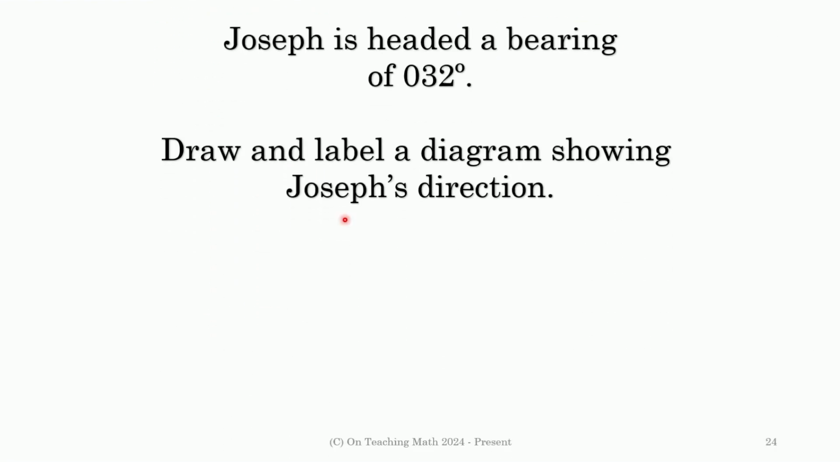Now, a lot of the time they give you a diagram with these kinds of questions, but not always. Sometimes, even if you have a diagram, it's a really good idea to just draw and label the situation anyway. So here we're going to talk about Joseph. He's heading at a bearing of 32 degrees, and we're going to draw and label a diagram that shows his direction. You start off with just a point, a location, and you draw north because everything's related to north. You measure clockwise, 32 degrees, draw another side, and mark it 32 degrees. That's it. It's pretty simple.